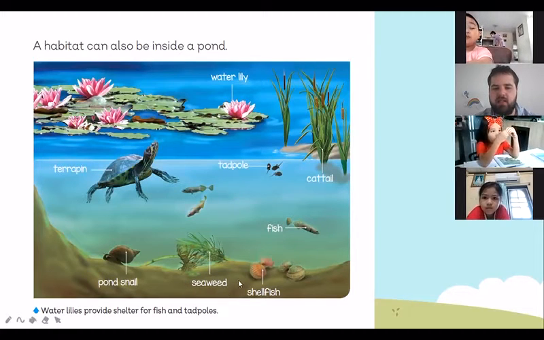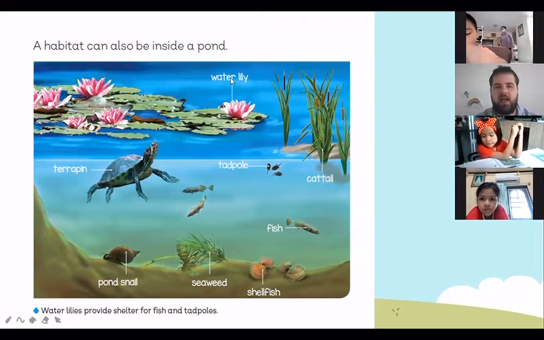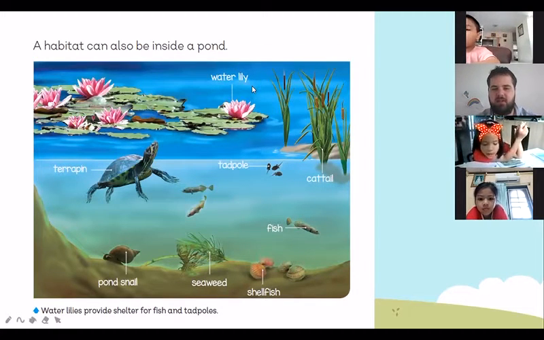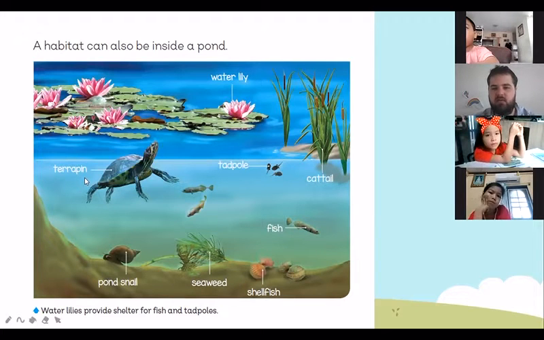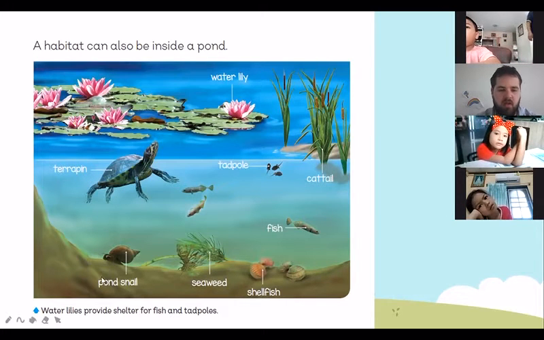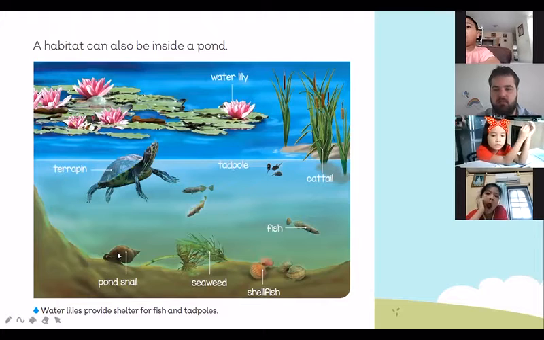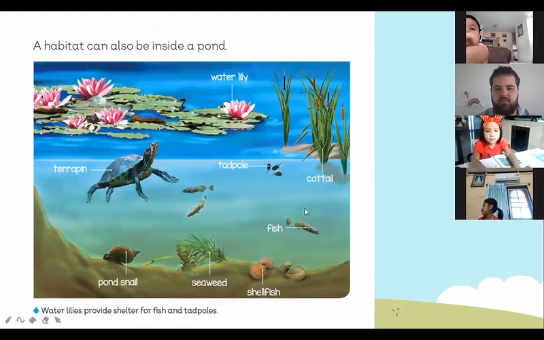We have seaweed, cattail, and water lily. Water lily. Very good. Let's go over our animals one more time. So we have terrapin, pond snail, shellfish, fish, and last one, tadpole.